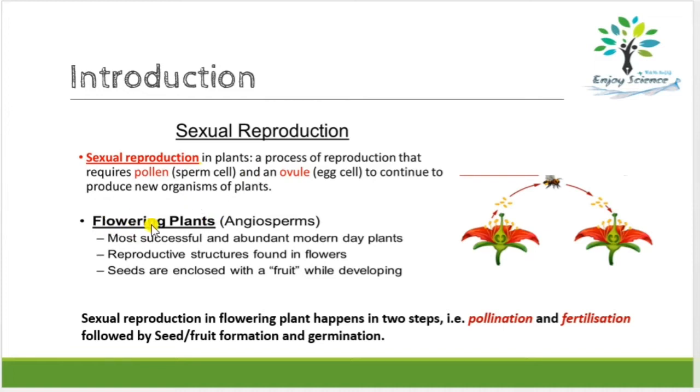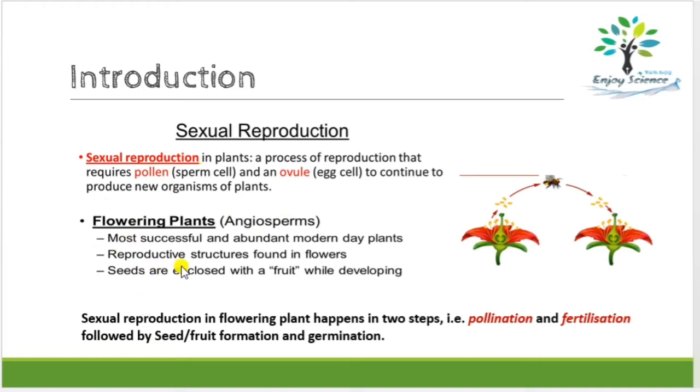Since we are discussing sexual reproduction in flowering plants, let's see some characteristics of flowering plants. Flowering plants are also called angiosperms. The plants which give flowers are called angiosperms. There are many groups of plants; some plants which do not give flowers are called gymnosperms, pteridophytes, and other plants. So the flowering plants are called angiosperms.